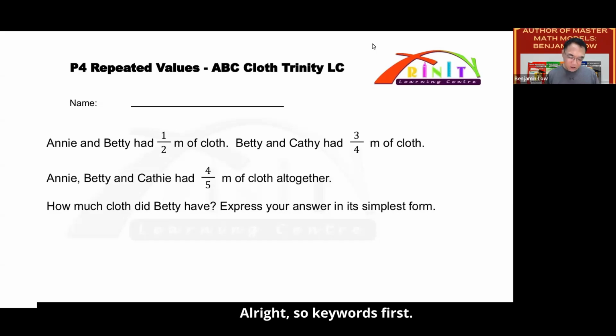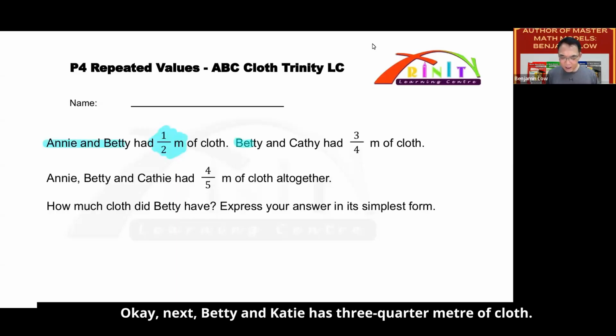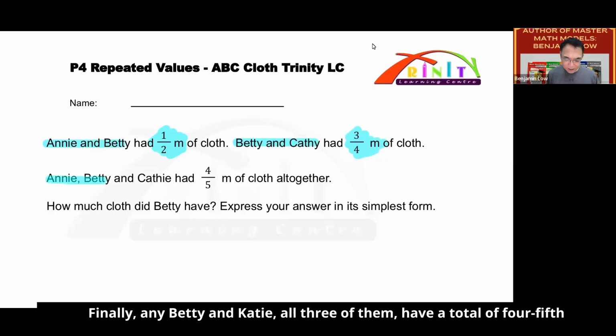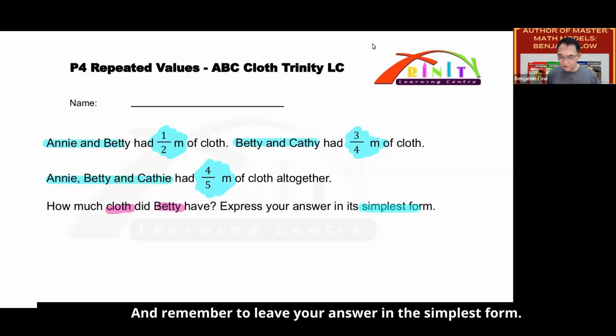All right. So keywords first. The question says that Annie and Betty had half a meter of cloth. Next, Betty and Katie has 3/4 meter of cloth. Finally, Annie, Betty, and Katie, all three of them, have a total of 4/5 meters of cloth altogether. The question is, how much cloth did Betty have? And remember to leave your answer in the simplest form.